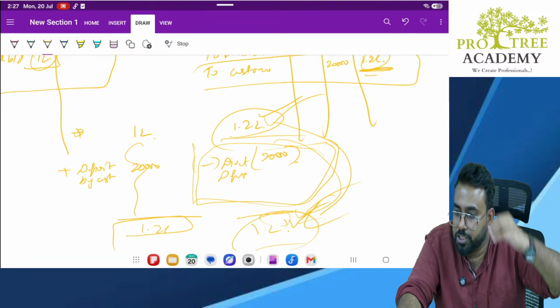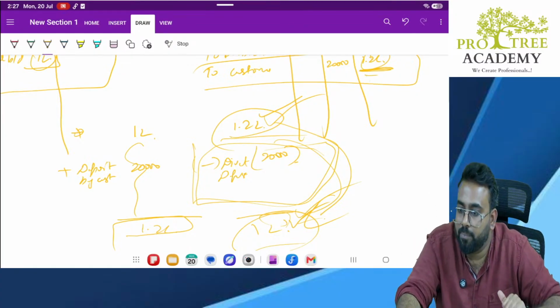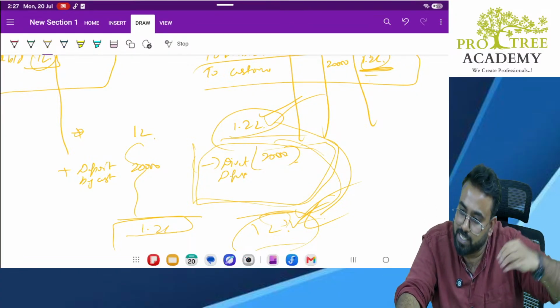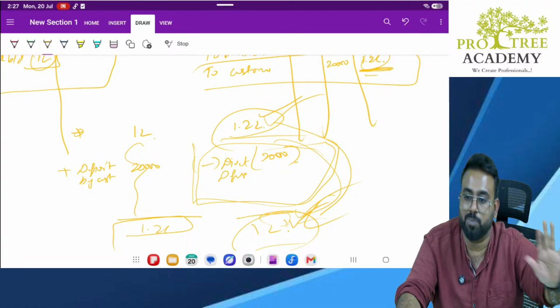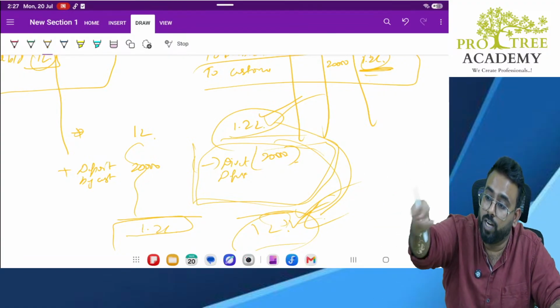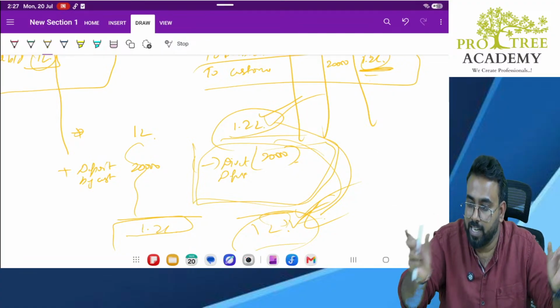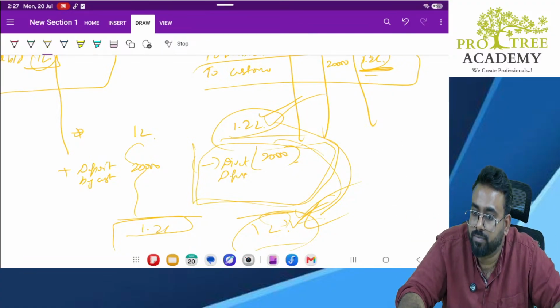Checks already received and presented but not cleared. Here what is happening? I received the check. The moment I receive the check, I will record it in the cash book, but I will not record it in the bank statement. Why? Bank will make the record only when the check gets cleared. So there lies the timing difference.